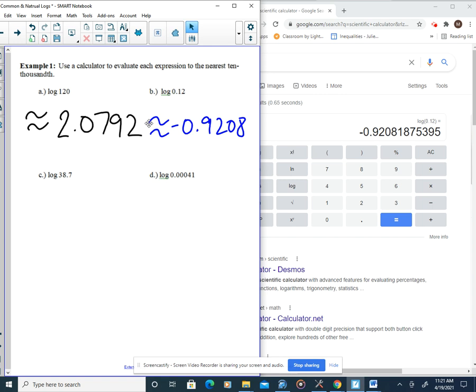So let's just finish these. You might want to try C and D real quick to make sure you can get them, and then check them with mine. So type in log of 38.7, hit equals, round to 4 decimal places. Do log of 0.0041, hit equals, round to 4 decimal places. If you did them correctly, here's what you should have got: 1.5877 for C. And for D, it's about negative 3.3872. Okay, let's move on here.